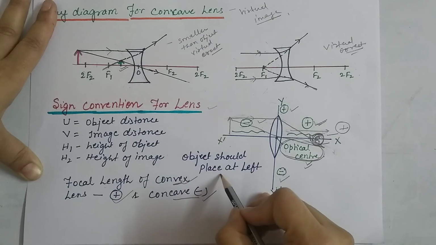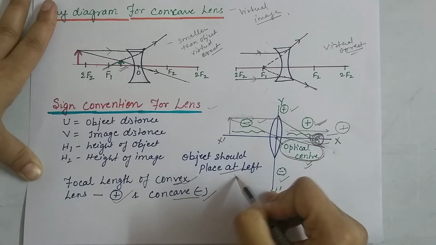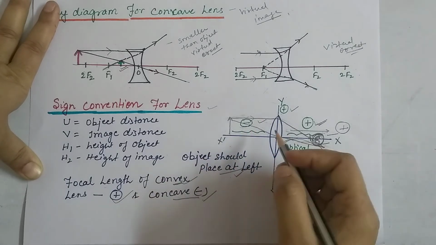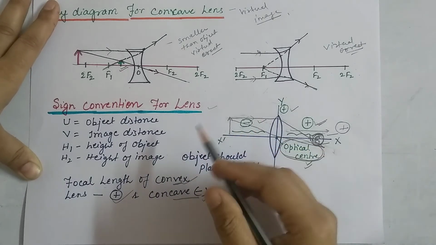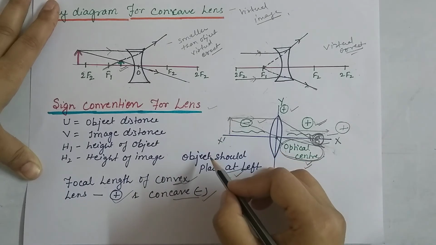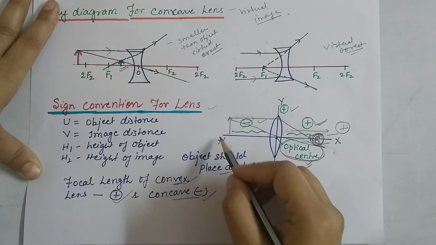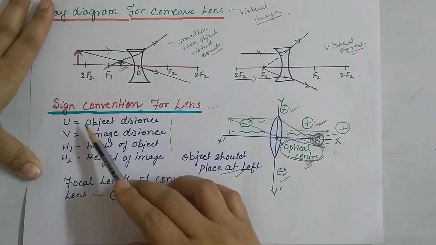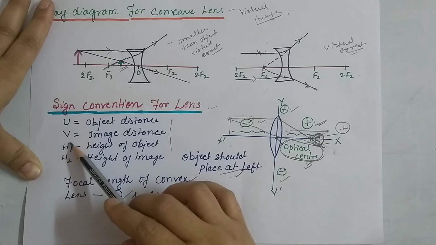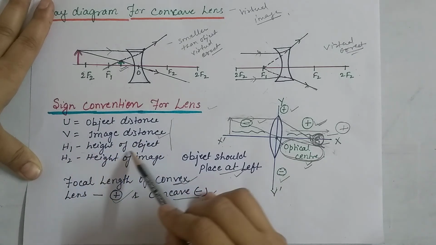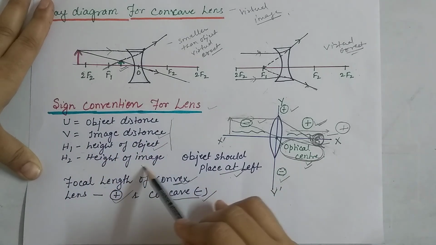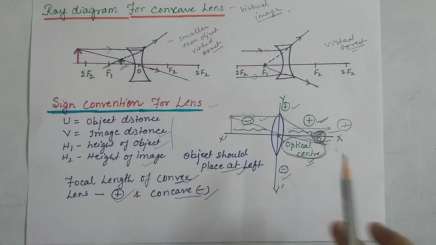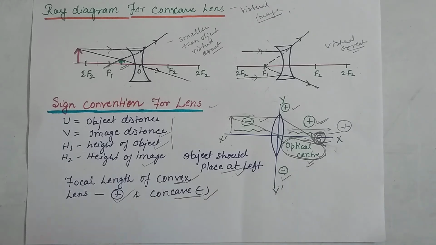And the most important thing is that the object should always be placed on the left side. On the left side you have to put the object in all the cases, as we also did in our spherical mirror sign convention. So I hope you understand this, and these are the terms that we use: u is your object distance, v is your image distance, h1 is your height of the object, and h2 is your height of the image. I hope you understand this sign convention as well as the ray diagrams for concave and convex lenses.